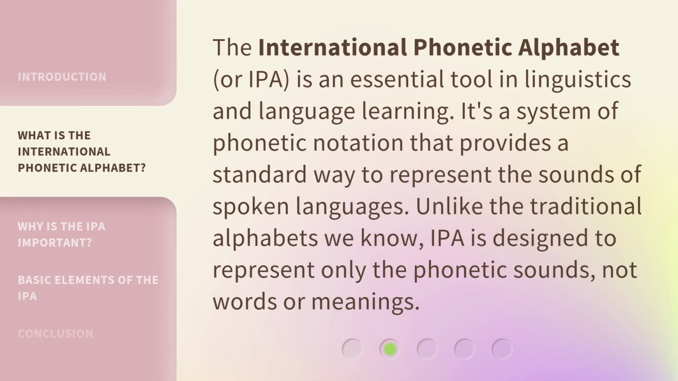The International Phonetic Alphabet, or IPA, is an essential tool in linguistics and language learning. It's a system of phonetic notation that provides a standard way to represent the sounds of spoken languages. Unlike the traditional alphabets we know, IPA is designed to represent only the phonetic sounds, not words or meanings.